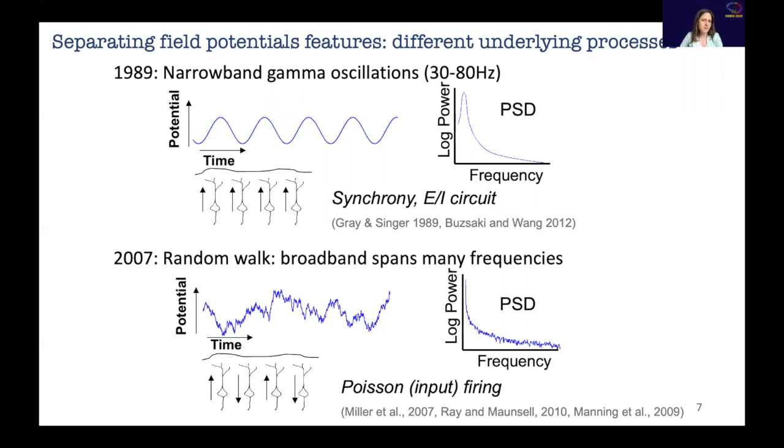We have seen those being related both in modeling work by Kai Miller and others, and in measurements as well, where they have been related to Poisson distributed input firing. And people haven't always referred to this type of process as broadband. It's also known as broadband gamma or high frequency broadband.